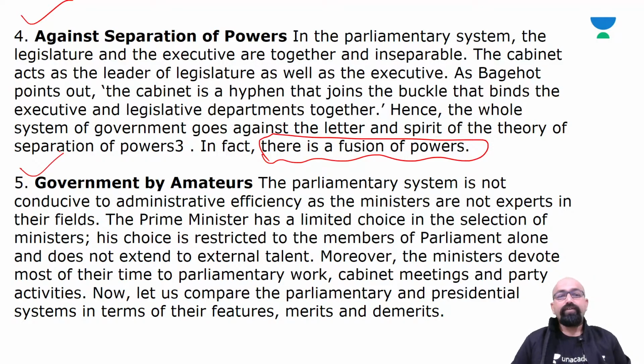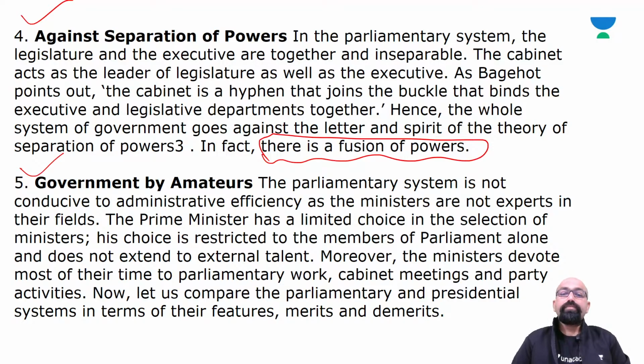Next demerit is government by amateurs. So the parliamentary system is not conducive to administrative efficiency as the ministers are not experts in their fields. The prime minister has a limited choice in the selection of ministers. His choice is restricted to the members of the parliament alone and does not extend to external talent. Moreover, the ministers devote most of their time to parliamentary work, cabinet meetings, and party activities.